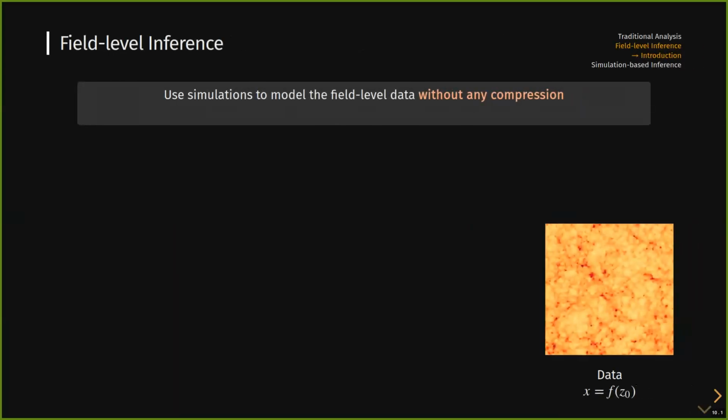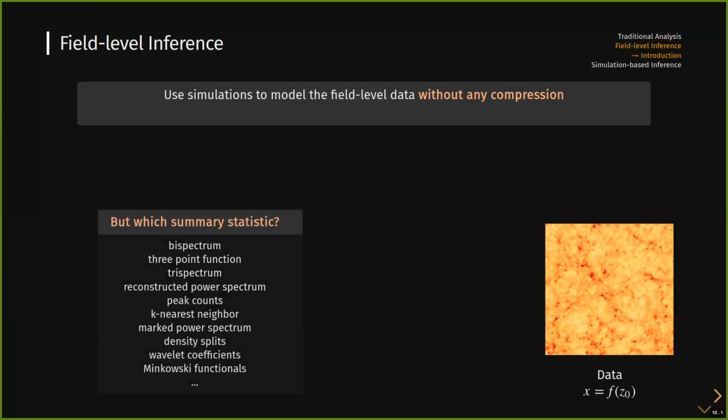So in field level inference, the idea is to do exactly what it sounds like. You want to use your simulations to basically model the full field level data. So if your density field looks like this, you want to model the density field directly like this. You do not want to model its power spectrum, two-point correlation function, or wavelet moments. So when I asked the question, which summary statistic you should be using, the answer was none of this.